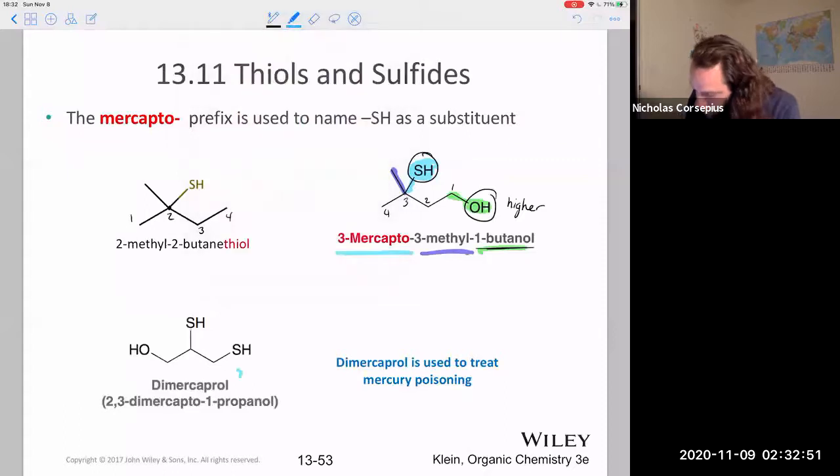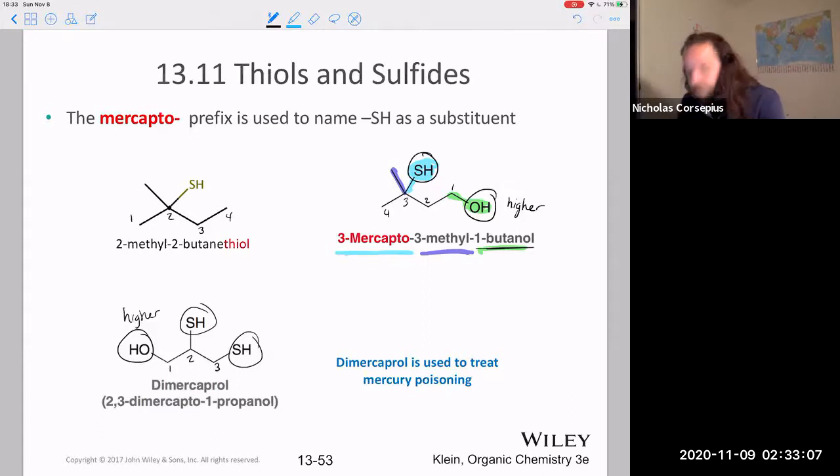Likewise, down here, this has this common name, dimercaptol. Who knows? But in terms of the systematic name, I have an alcohol group as well as my thiol groups. This is the higher priority, so I'm going to number to give that the lowest possible number. So it's a 1-propanol. That refers to this here.